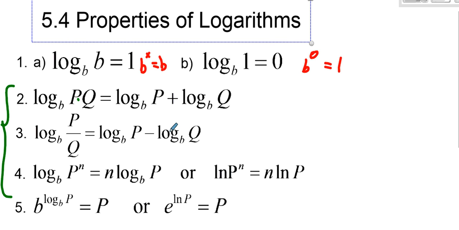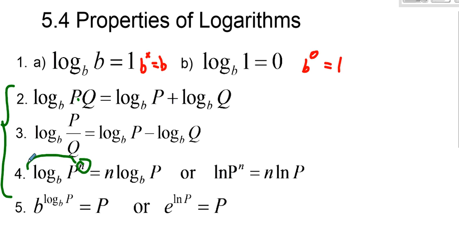And then slightly different is you can take the exponent and move it to the front. So you get n times log base b of p. Or same thing here, if it's natural log, take the exponent, move it to the front. So exponents can go to the front of logs. Division is subtraction, multiplication is addition.